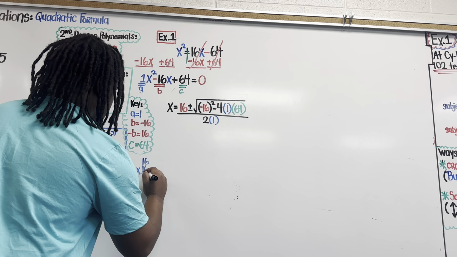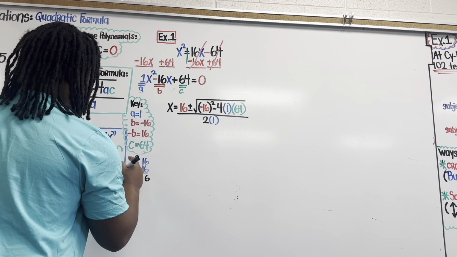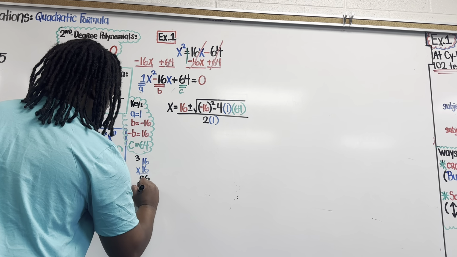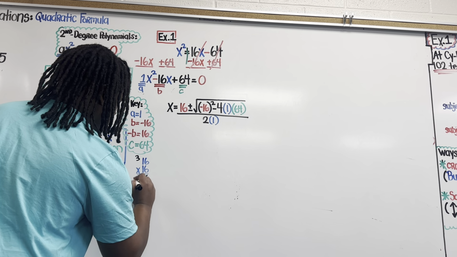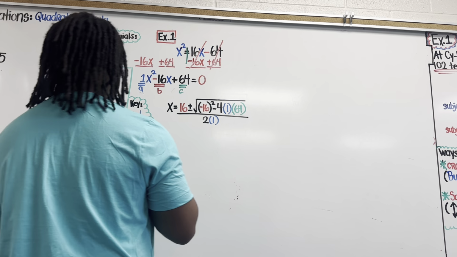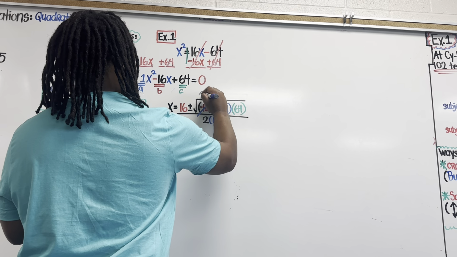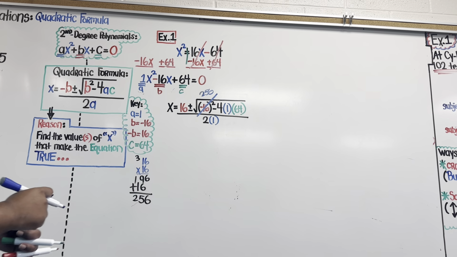6 times 6 is 36. 6 times 1 is 6 plus 3 is 9. 1 times 6 is 6. 1 times 1 is 1. So that's 256. Negative 16 squared is 256.